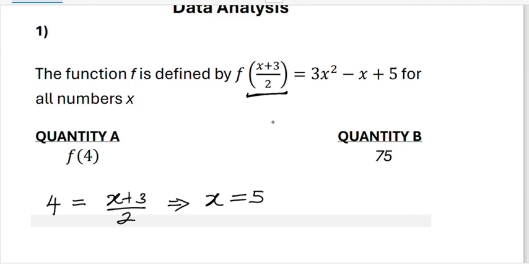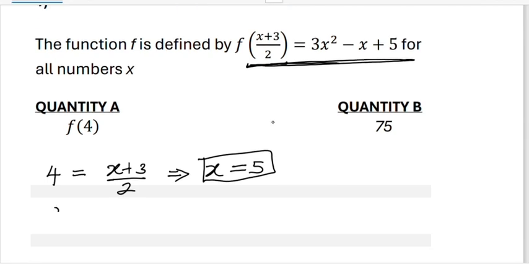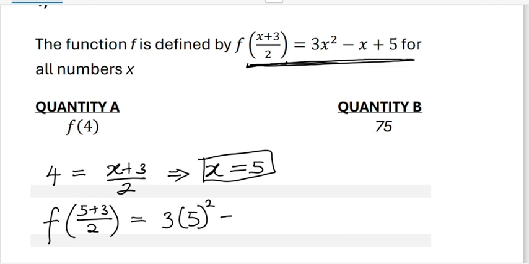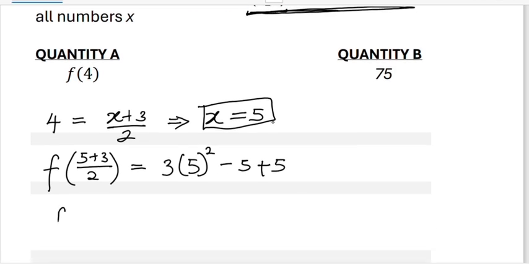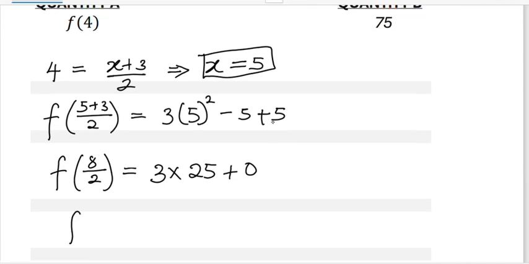So we're going to put back the value of x as 5 into this function and then we'll find the value of f of 4. So here, instead of f of 4, this will be f of (5 plus 3) over 2. And this is simply equal to 3x squared, that is 3 times 5 squared, minus 5, plus 5. And f of 8 over 2 is equal to 3 times 25. 5 minus 5 is 0, plus 0. So this implies that f of 4 is simply 75.